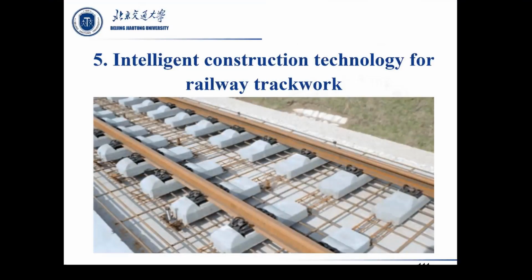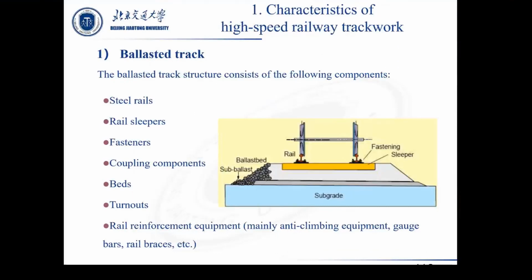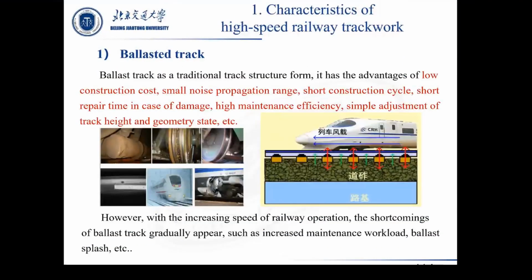The final section is intelligent construction technology for railway track work. High-speed railway is designed for passenger traffic. The characteristic components of high-speed railway track include the steel rail, sleeper, fastener, component, and rail reinforcement equipment.